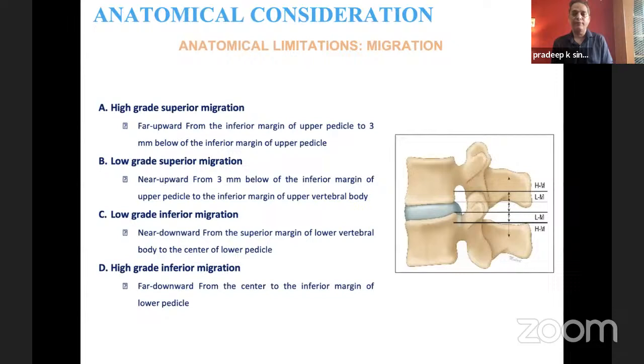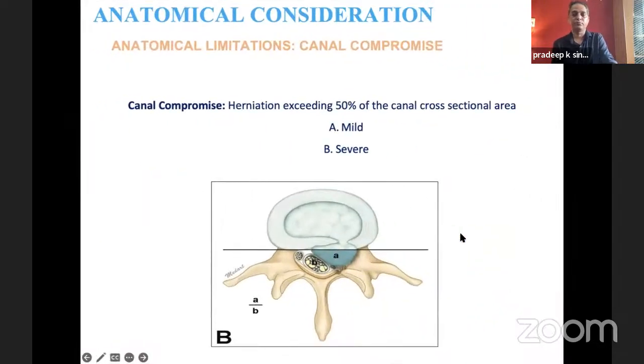What options do we have? This is one of the, again, non-validated classifications of high grade superior migration, which would go up till here. Low grade means it would maybe be around here, and low grade inferior migration is here. High grade inferior migration would be quite down against the pedicle. Again, canal compromise, we call it mild, moderate, severe. It all depends on how much the canal is being compromised.